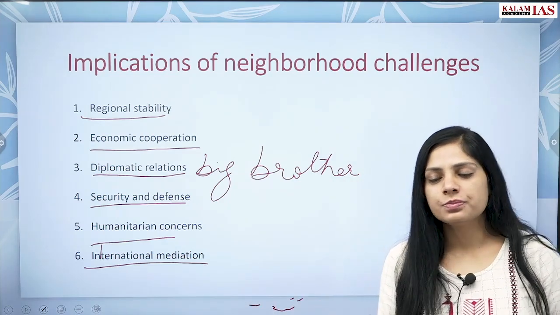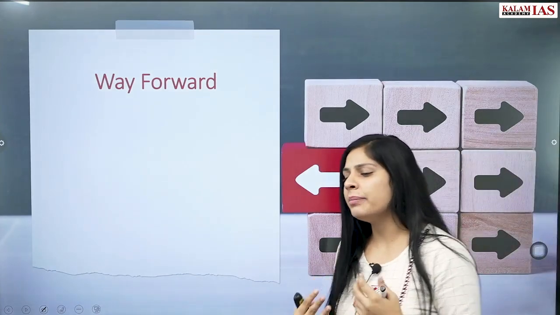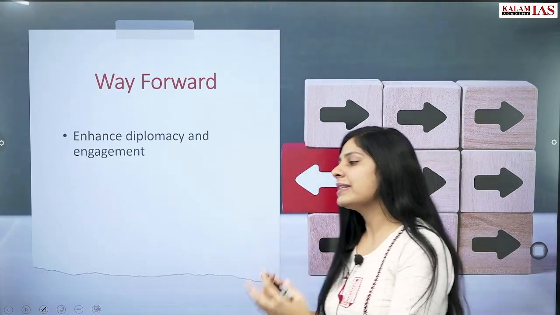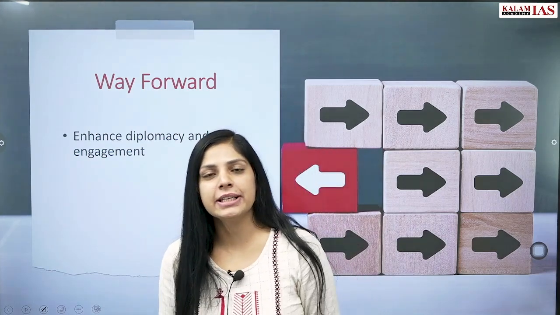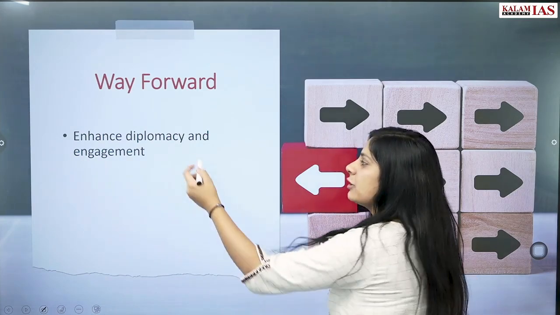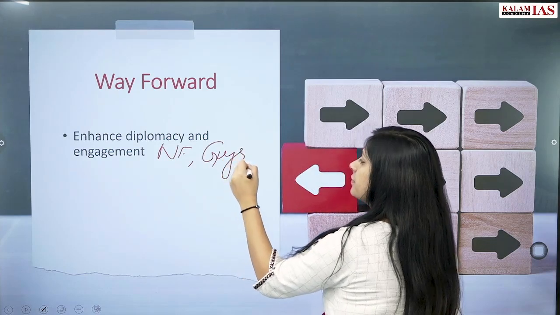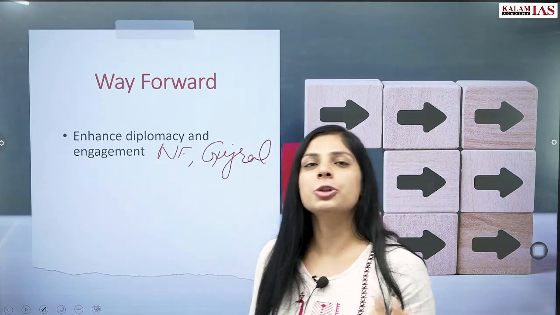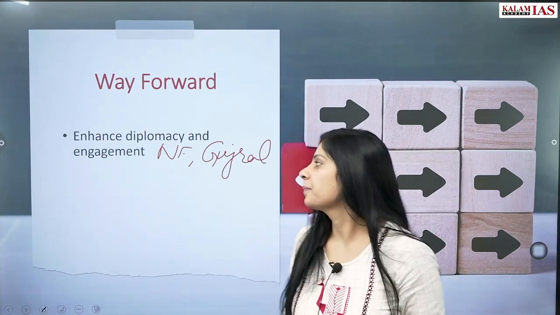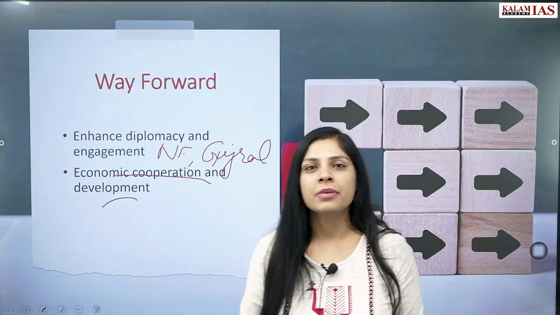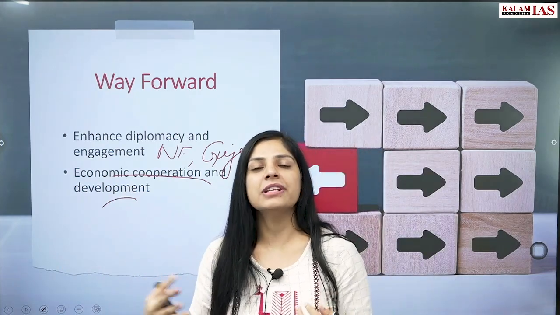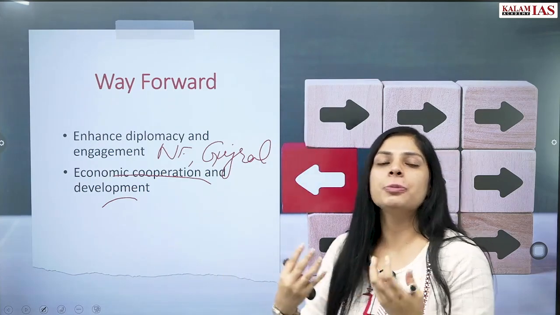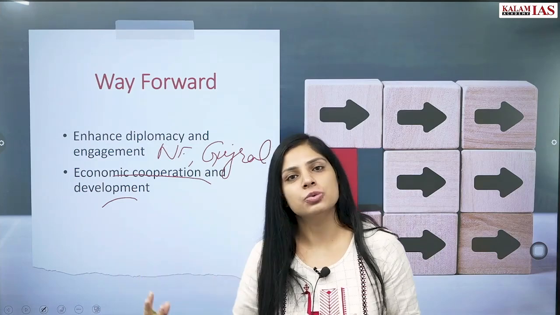ऑल राइट, नाउ वी'ल लुक एट अ वे फॉरवर्ड, कैसे हम इन चीजों से आगे बढ़ने की कोशिश कर सकते हैं. तो एनहांस डिप्लोमेसी एंड एंगेजमेंट, हाई लेवल विजिट्स, राइट, म्यूचुअल कॉन्फ्रेंसेस, दे कैन बी क्रिएटेड. इंडिया शुड एक्टिवली प्रमोट इट्स पॉलिसीज ऑफ नेबरहुड फर्स्ट, or the Gujral Doctrine, which focused upon non-reciprocity for smaller nations. It should also be proactively used by India. Then the economic cooperation and development, more and more joint infrastructure projects like free trade agreements. So such kind of economic initiatives should be established so that the risk would be further reduced, right?